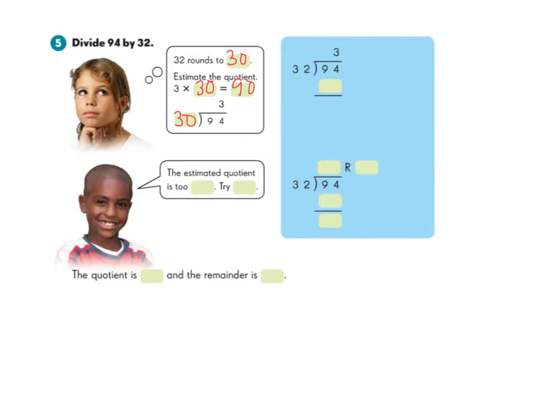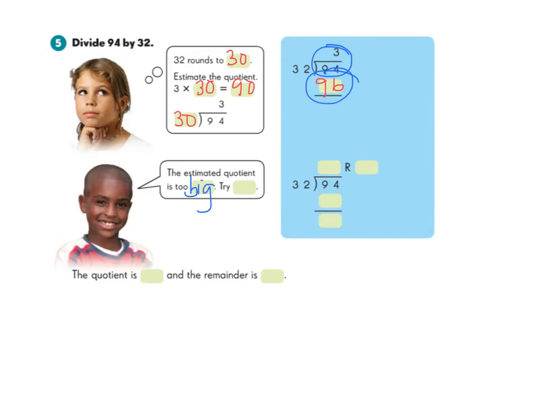Come over to the blue box with me and let's test this out. 3 times 2 is 6. 3 times 3 is 9. Uh-oh, we have a problem, don't we? 96 is larger than 94, so our estimated quotient is too big.